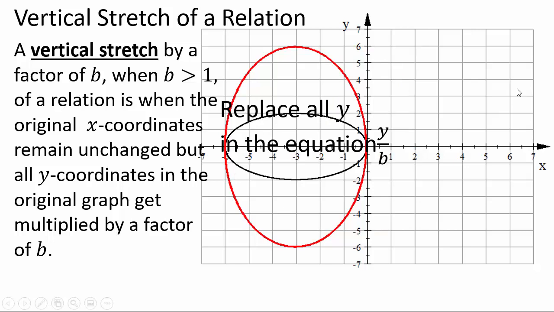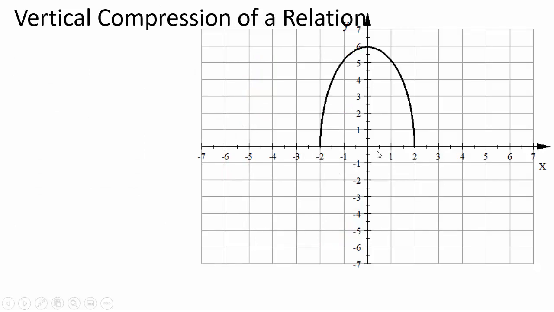So if you replace all the y's in the equation by y over b, it produces a vertical stretch by a factor of b, where b is bigger than 1. Well, what happens if b is between 0 and 1? Well, let's say the original graph is this black graph, and I divide by 3, 6 divided by 3 is 2.